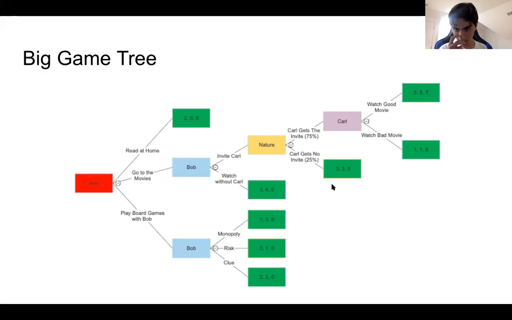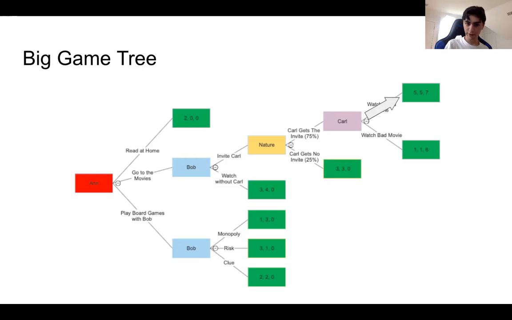So Carl can either choose to watch the good movie or watch the bad movie, right? So let's compare his payoffs. Remember, the order of the people is the order of the payoffs listed in commas. So Carl, if they watch the good movie, has a payoff of 7. If Carl decides to watch the bad movie, then he has a payoff of 6. So Carl is going to choose to watch the good movie, obviously, because he doesn't want to watch a bad movie. So now let's move to Bob, right?